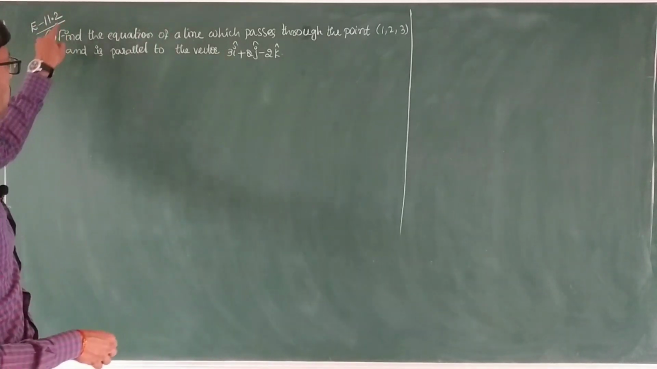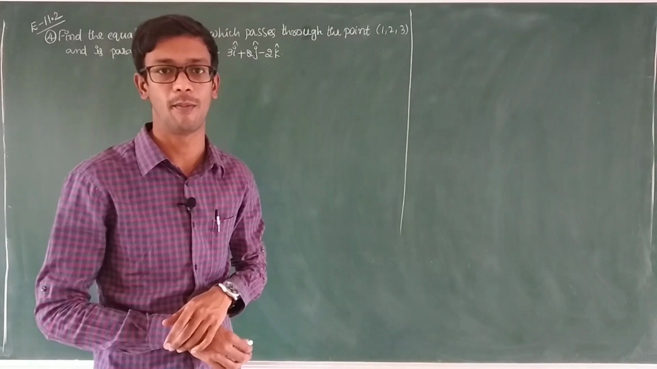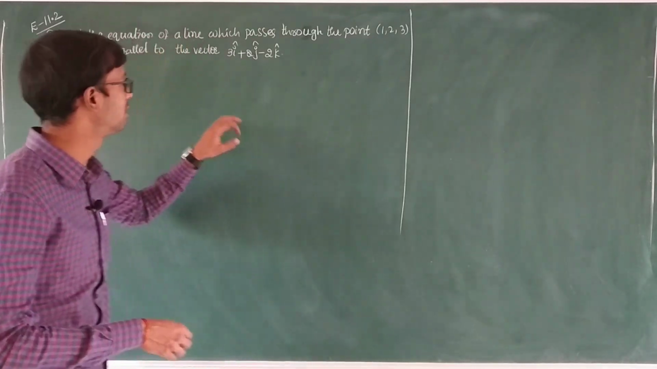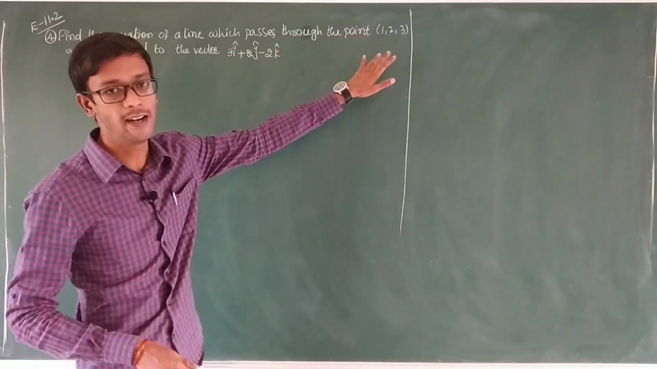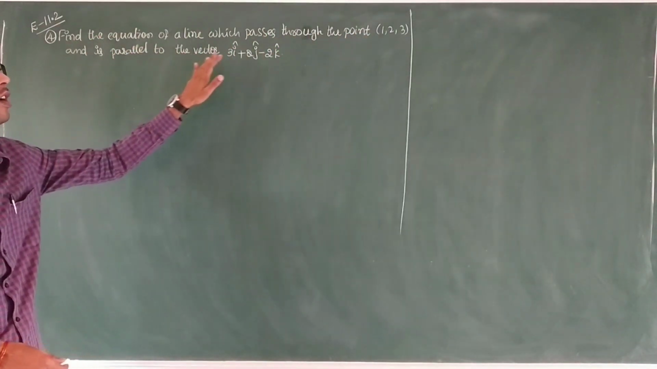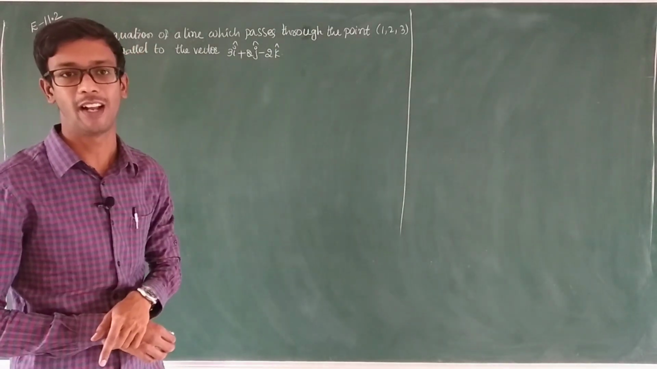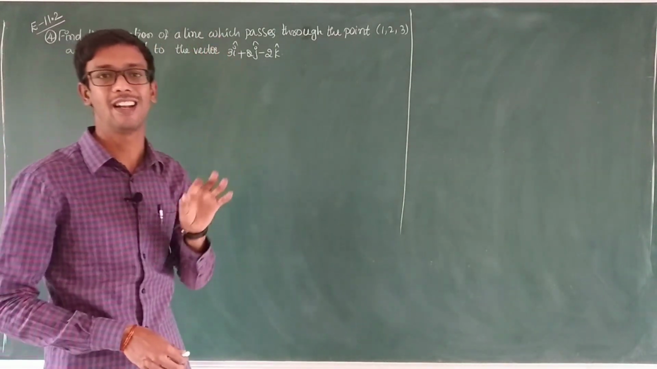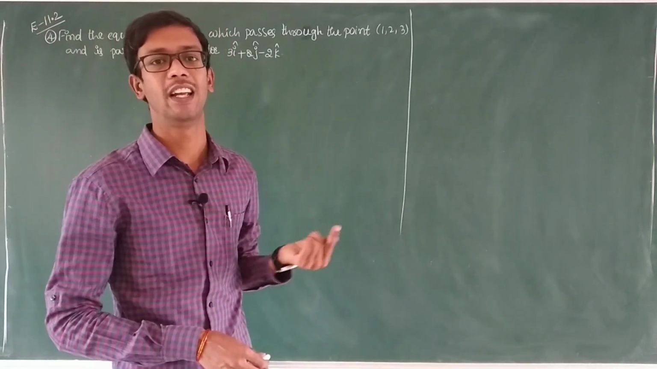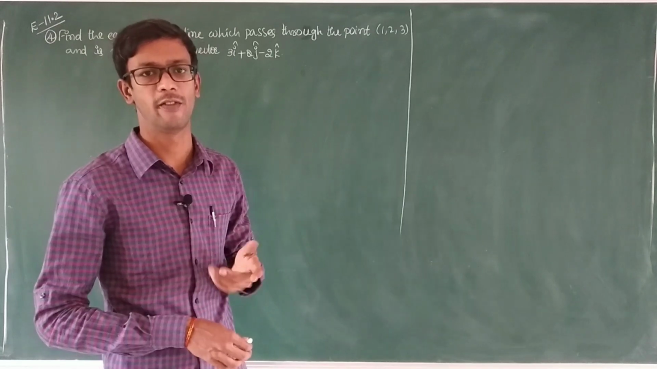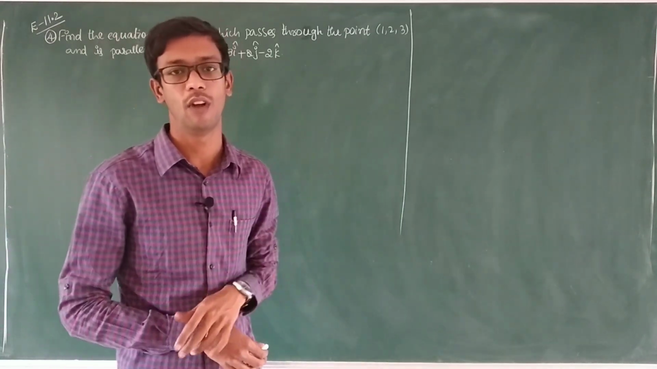Exercise 11.2, fourth problem I am solving. Remaining 3 problems are different problems. Fourth problem you can observe here. Find the equation of a line which is passing through the point and is parallel to the given vector. They didn't mention Cartesian form or vector form, so any one you can find. I am finding only vector form. Enough that. If he is asking vector form and Cartesian form, both you have to find.